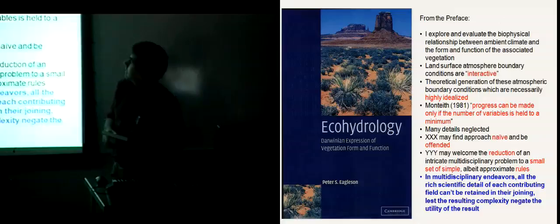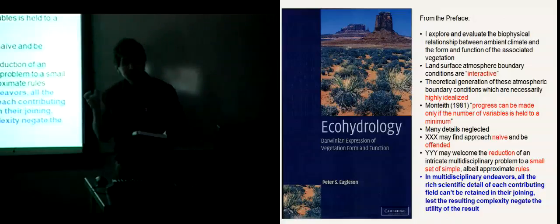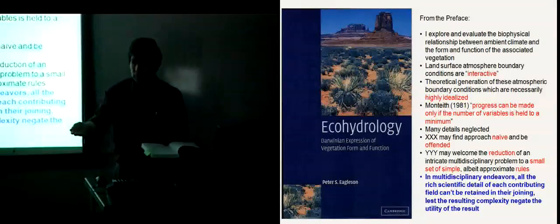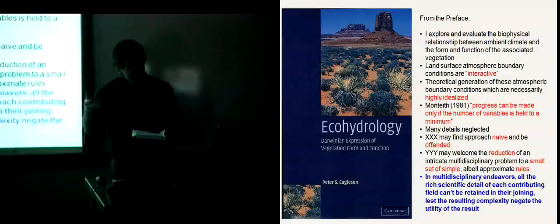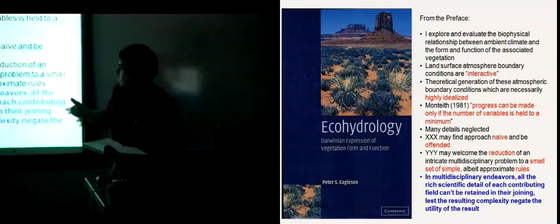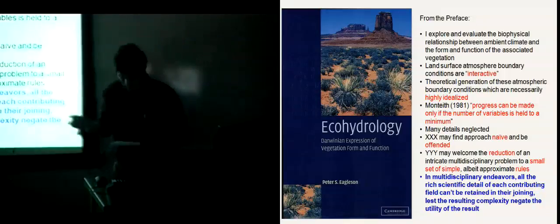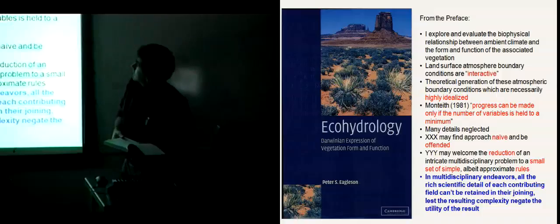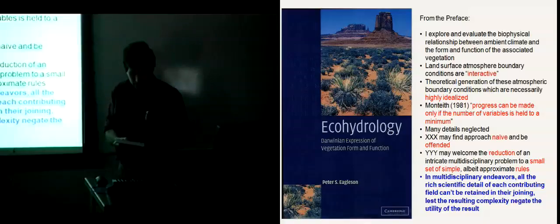Then later on he talks about the land surface atmosphere boundary conditions being interactive, the sort of things that Jiming was talking about in terms of how the snow related to the temperatures and the precipitation. Well, here the context is the vegetation. What vegetation grows there controls what water vapor gets pumped up into the atmosphere, how the energy balance works, and everything interacts. And then he says he's focusing on the theoretical generation of these atmospheric boundary conditions, which are necessarily highly idealized. So he's building a theory, an idealization to try and help understand things better.